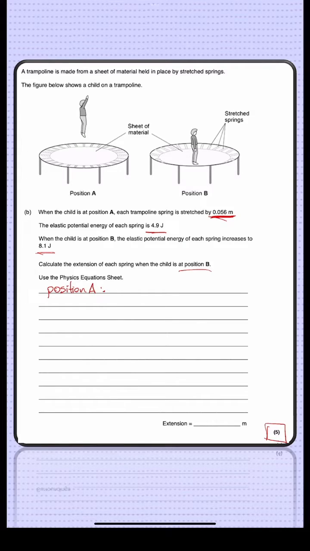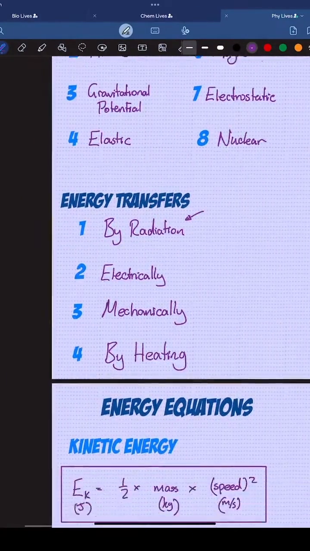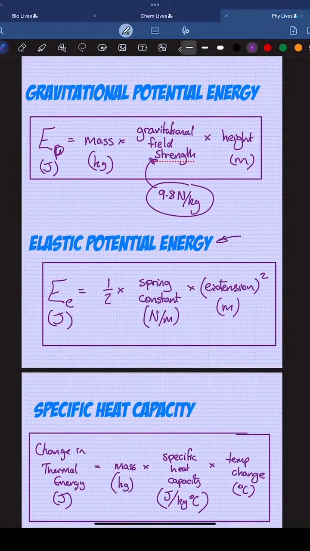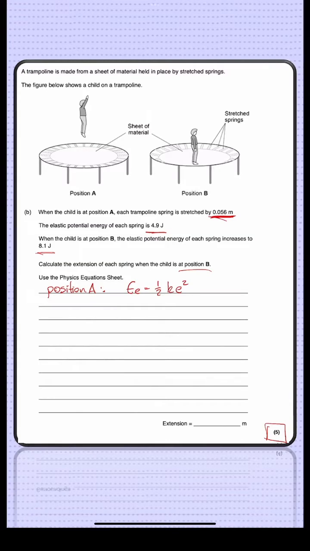We need to use our elastic potential energy equation. There it is, this one. We need to use this equation: half k e squared, sorry, half k x squared, where x is the extension. So what you need to do is work out k first of all. You want to work out the spring constant, and because we've got the extension and energy, we can work out the spring constant first, and that spring constant is then going to help us calculate the extension at position B.